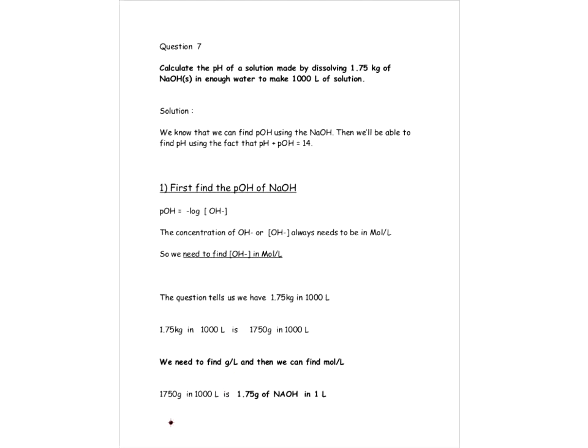So, okay, we have 1,750 grams of NaOH in 1,000 liters. And what we do is, to make that for 1 liter, we divide by 1,000, and so we divide that by 1,000 as well. So in 1 liter of NaOH, we would have 1.75 grams. And now that we know how many grams we have of NaOH in 1 liter, we can find the moles per liter. We just change grams to moles using the periodic table. Okay, so we go to the next screen.